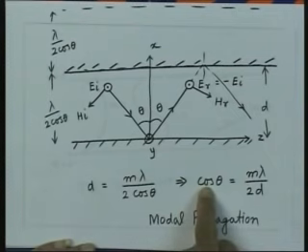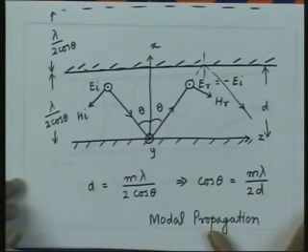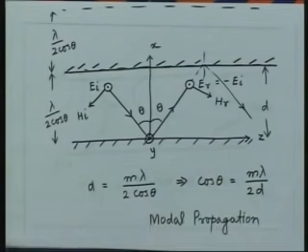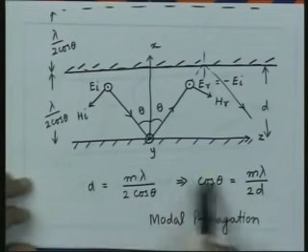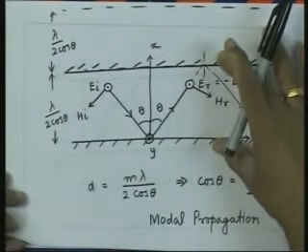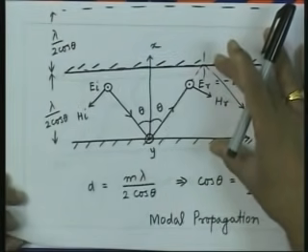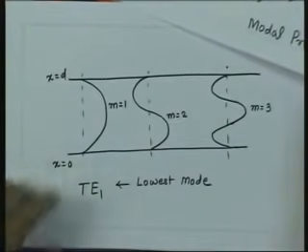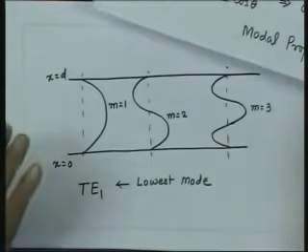But for the lowest mode, when m equal to 1, one can ask, what is the wave which can survive in this? That means this quantity, the largest value we can have, is equal to 1 for theta equal to 90 degrees. So if I take this as 1, then lambda by 2 will be equal to d. So the separation between the planes is lambda by 2 for propagation of this TE1 mode. It should be at least lambda by 2.